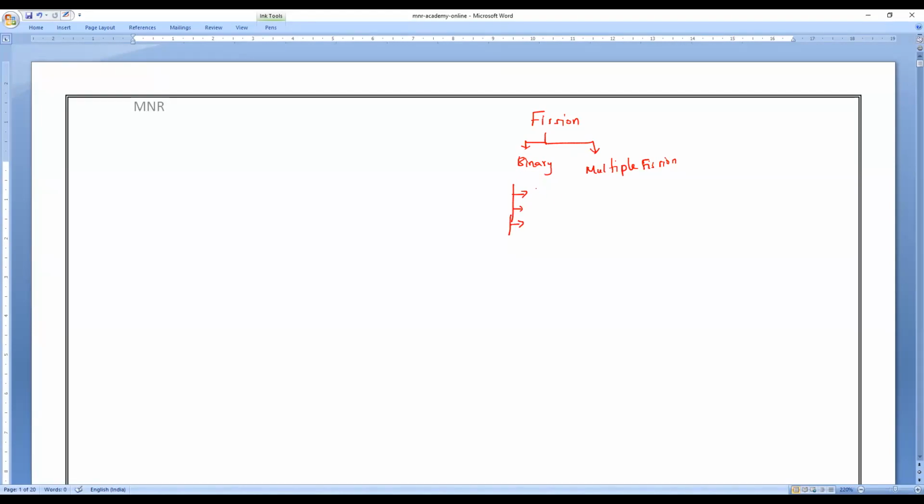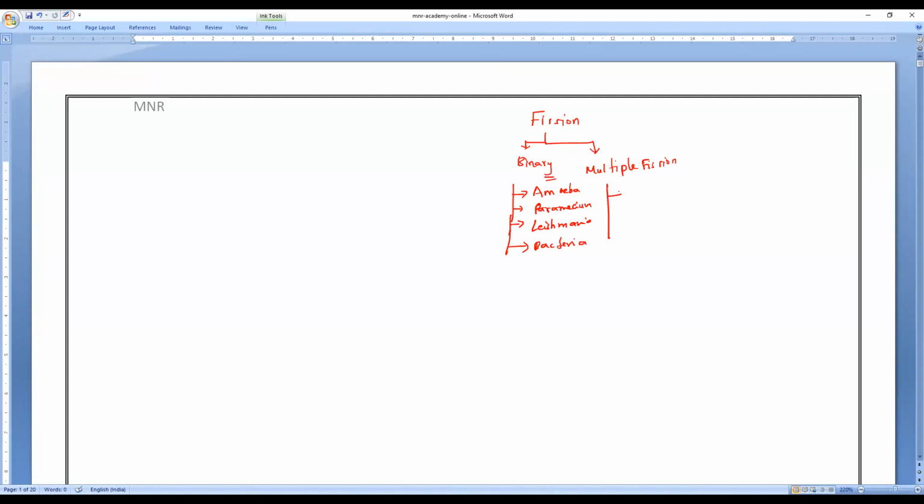Binary fission means we have studied examples of, yes, please. Amoeba. Next one, all of you. Paramecium. Next one, Leishmania. And as well as some bacteria. So all of them show binary fission.